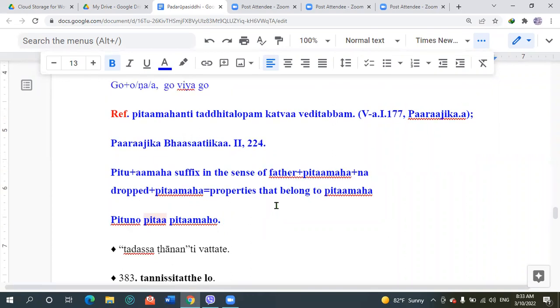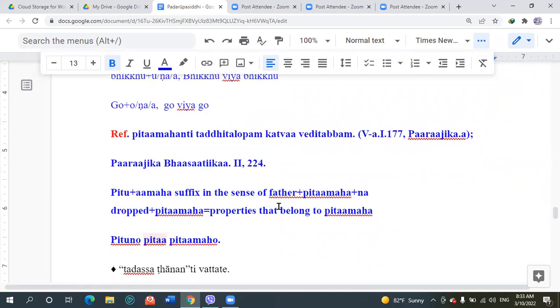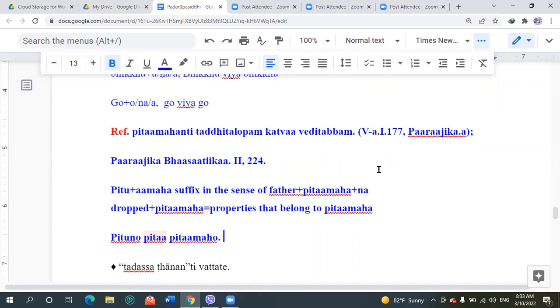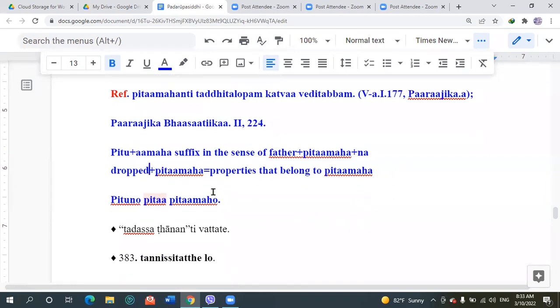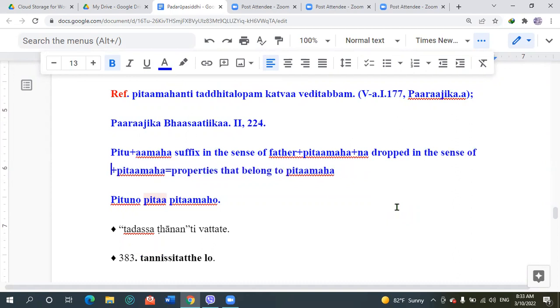Yes, and then the na suffix has the sense of property. The na suffix has the sense of agata and santaka. So agata also refers to property, that means that which comes from the property that comes from father, like this, agata and santaka.